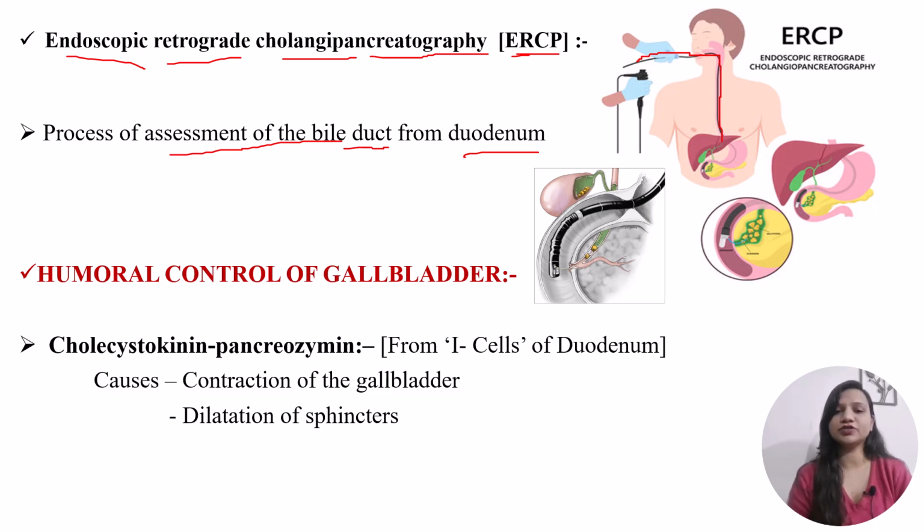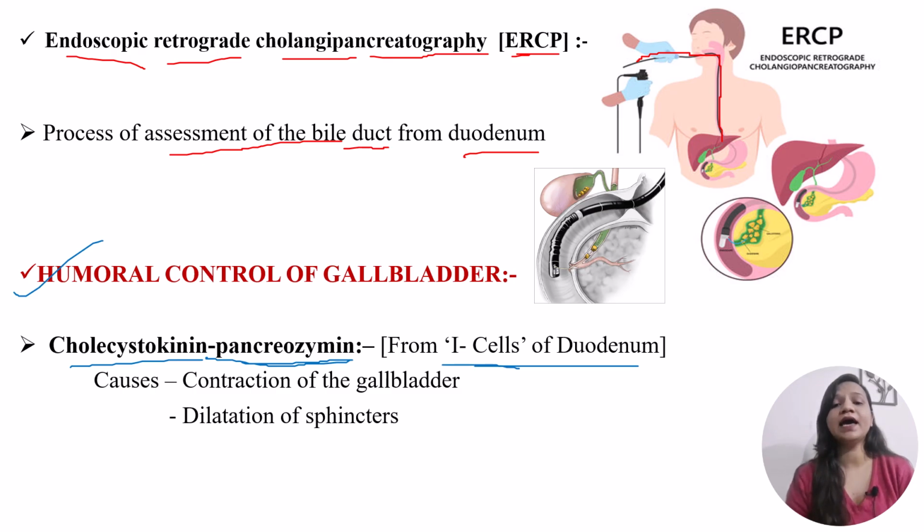Okay, the next one is the humoral control of the gallbladder. So what is humoral control of the gallbladder? It is a physiological process. It includes contraction and relaxation of the gallbladder, which are influenced by a hormone, and that hormone is cholecystokinin pancreozymin, which is released from the I cells of the duodenum.